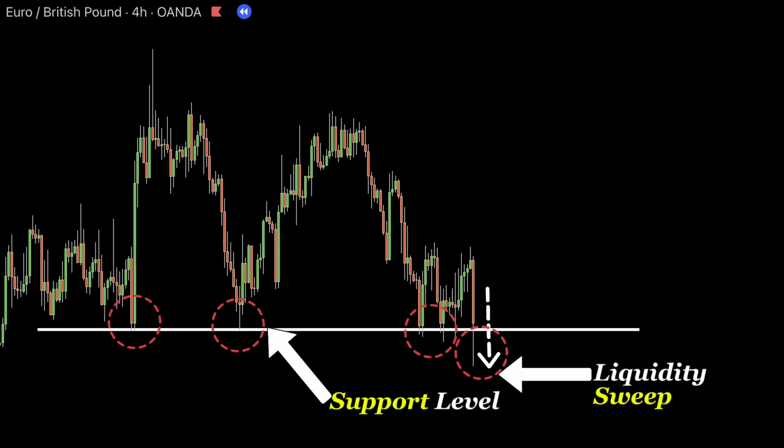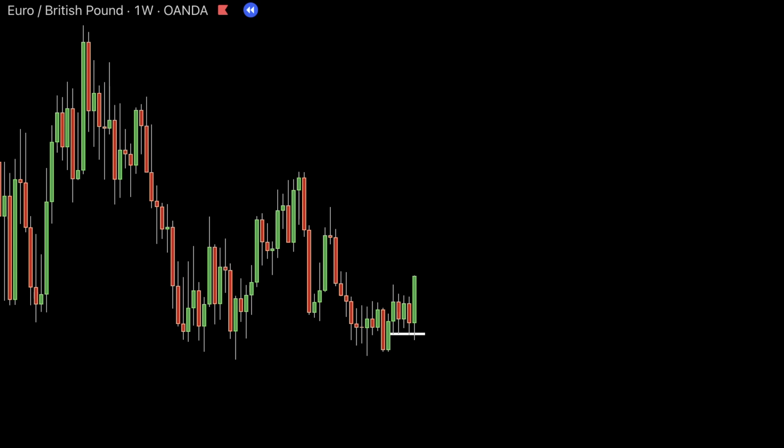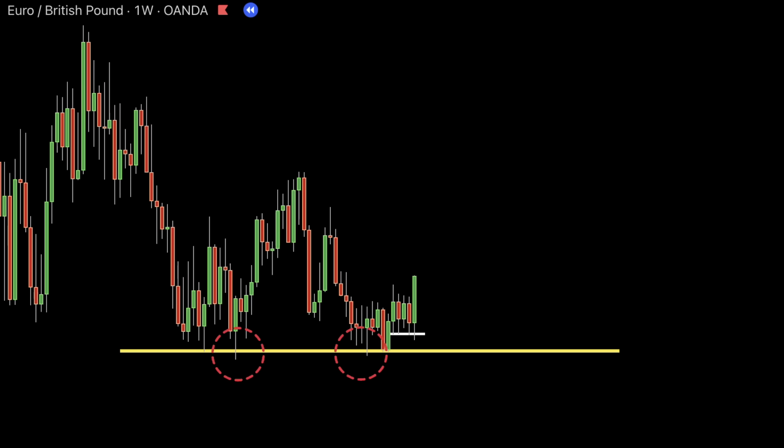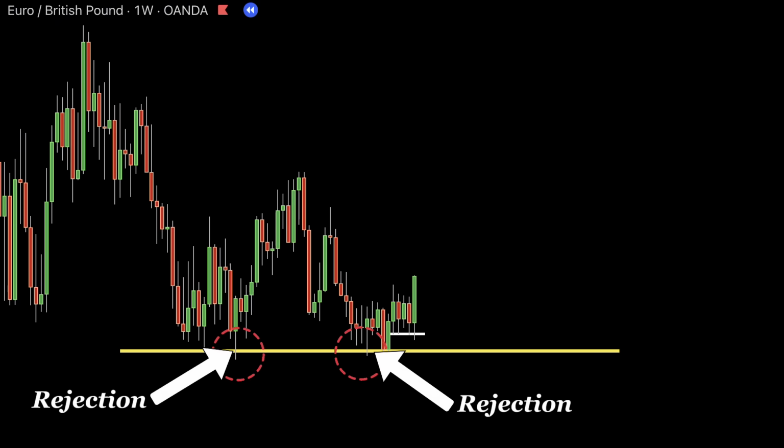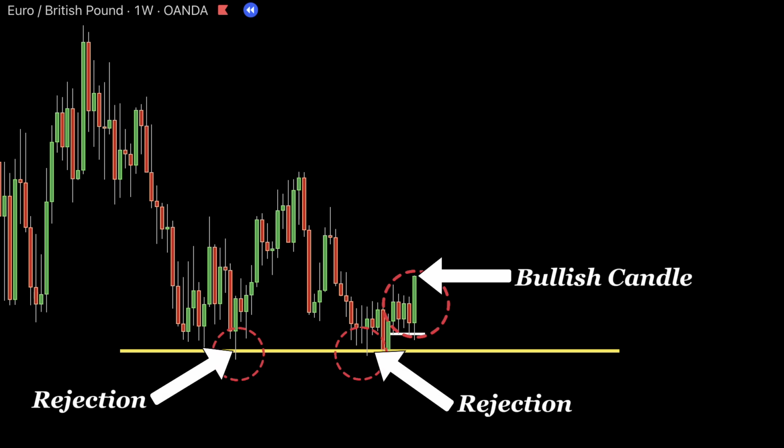Since we're trading on the 4-hour chart, we switch to the weekly time frame for confirmation. On the weekly chart, the market is also ranging, and price has recently reacted strongly from a key support level. The most recent candle is clearly bullish, indicating that buyers stepped in aggressively after the rejection. This suggests that the market may continue higher, potentially moving toward the supply zone above.